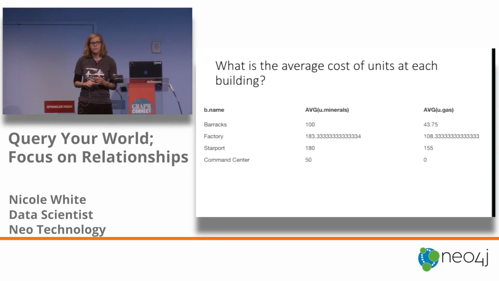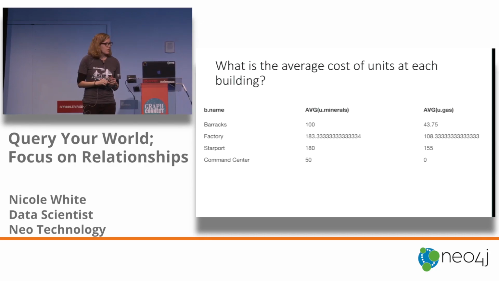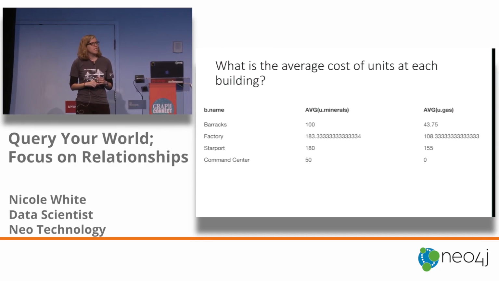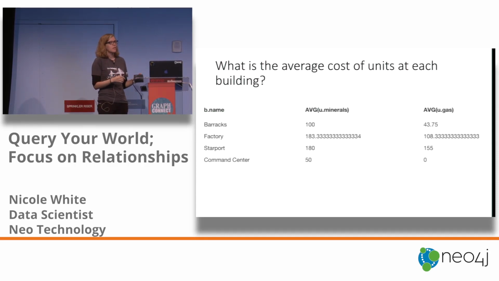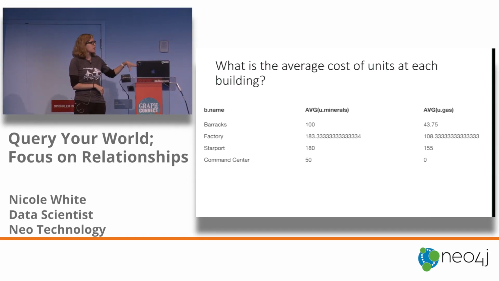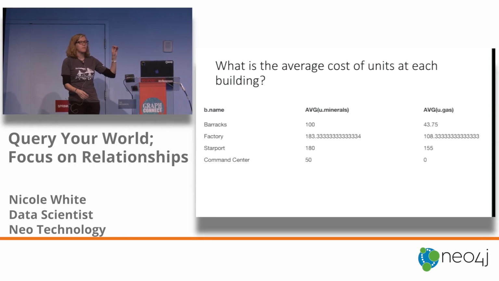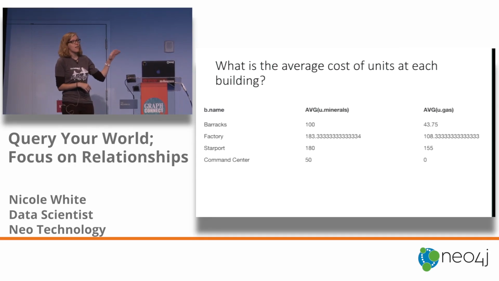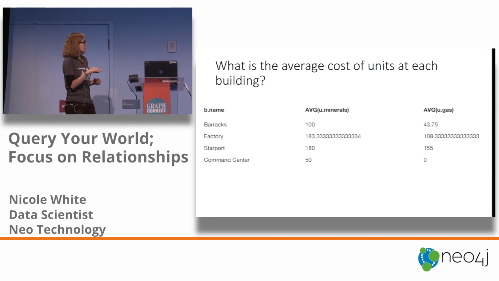You mean each building or each building type? The question is each building or each building type. I'm not sure what building type is. There's not a type of building. This is for each building. So this is the average cost of units at each building. So each building has a number of units, right? Greater than 1. And so this is for each building showing the average for all those units.